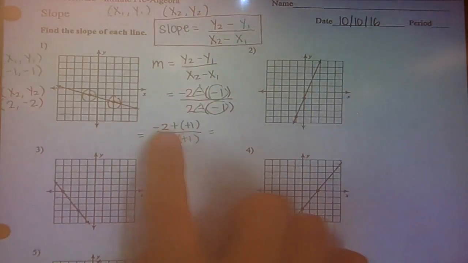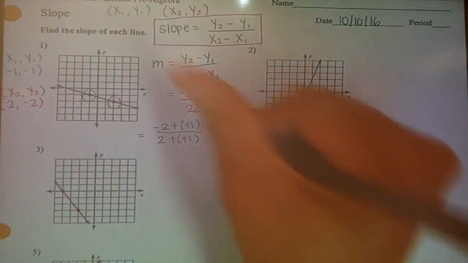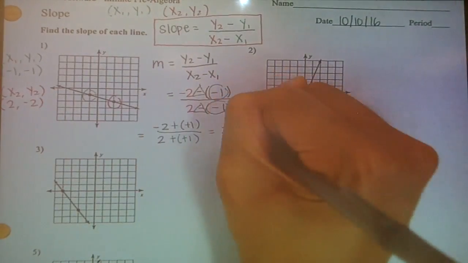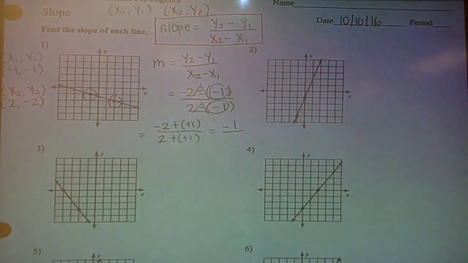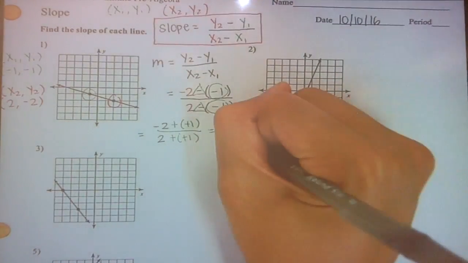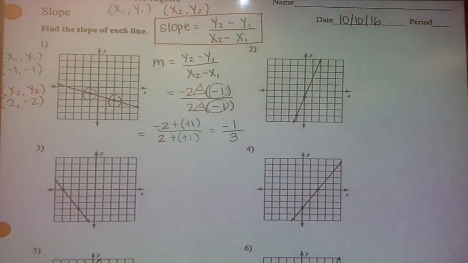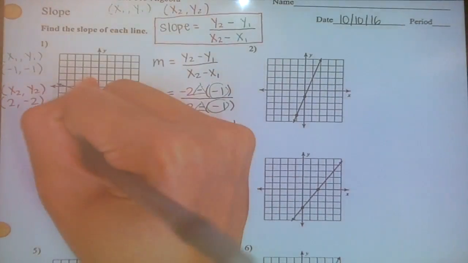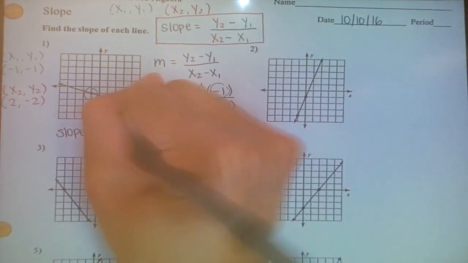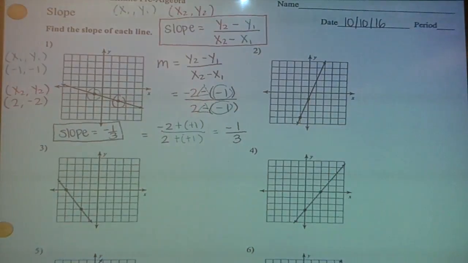So we have negative 2 plus positive 1 is going to give us a negative 1. And we have a positive 2 plus a positive 1 is going to give us positive 3. So my slope is negative 1 over 3 for number 1. That's my final answer.